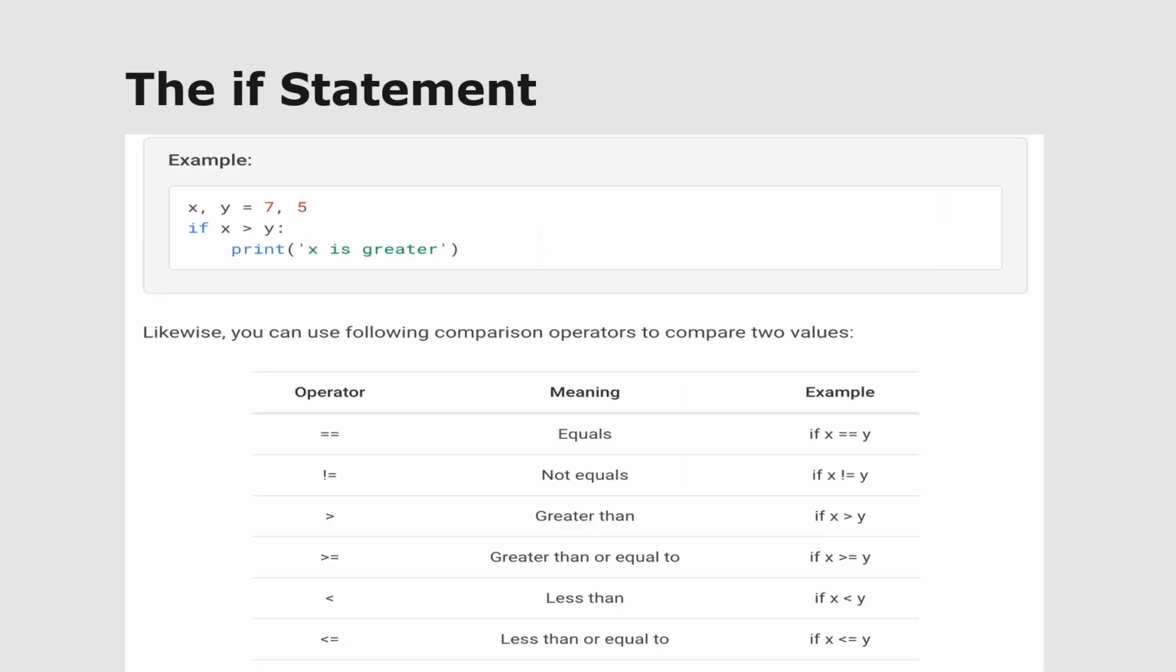Simple. Look at this simple code. Recall the comparison operators: equal to, not equal to, greater than, and so on. Here, look at line number 1. This is one way in Python to declare multiple variables in one line. So x is equal to 7, y is equal to 5. Here is one condition, simple. If x is greater than y, print x is greater. Simple. Now I will ask you a question.